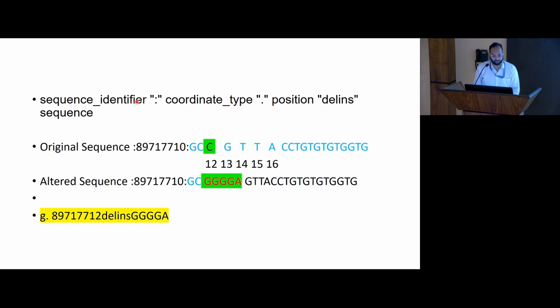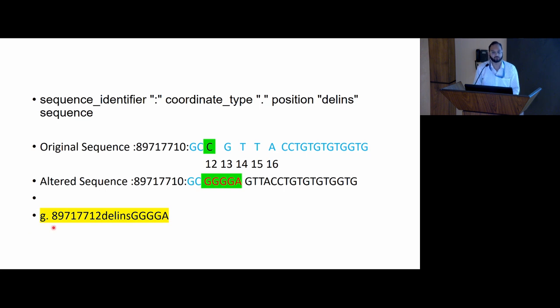So after applying the 3' rule, it becomes much simpler to apply the HGVS nomenclature. We just have to give a sequence identifier, this is my position, we have to add delins, and whatever sequence has been changed, we put ahead. So this is my genomic coordinate.